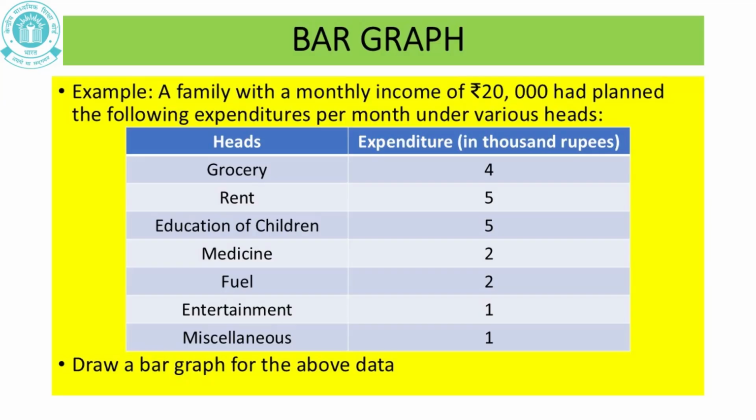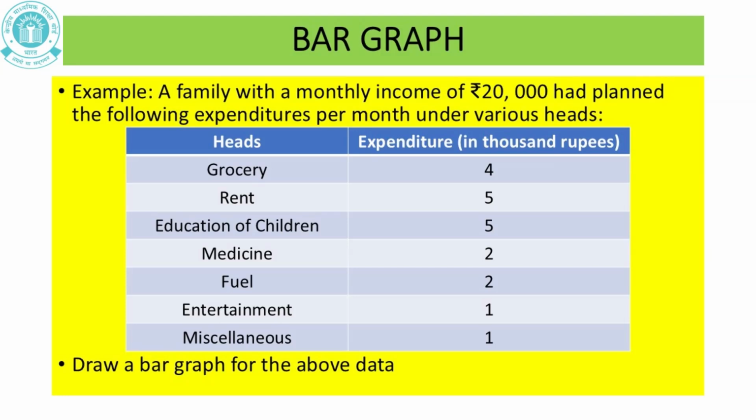We represent the heads on the horizontal axis, choosing any scale since the width of the bar is not important. But for clarity, we take equal widths for all bars and maintain equal gaps in between. Let one head be represented by 1 unit. We represent the expenditure on the vertical axis. Since the maximum expenditure is rupees 5000, we can choose the scale as 1 unit equal to rupees 1000.